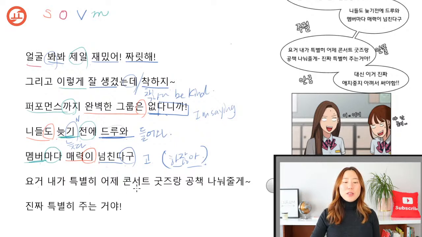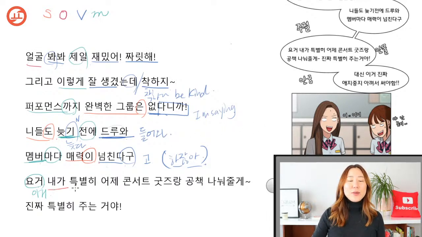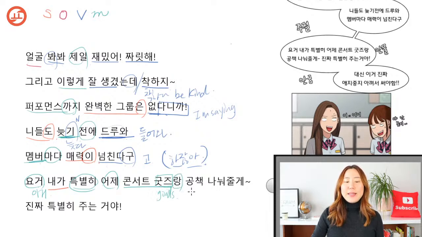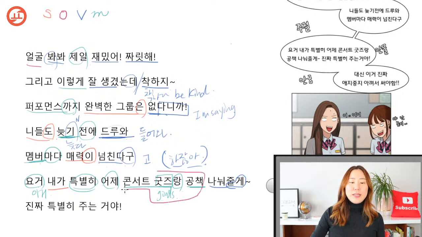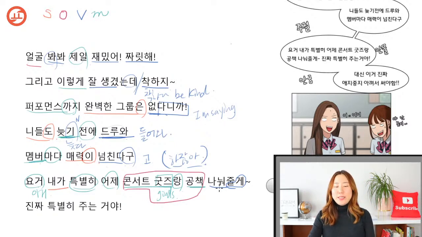요거 내가 특별히 어제 콘서트 굿즈랑 공책 나눠줄게. 요거 is also misspelled. It's actually 이거. This thing. 내가 I, 특별히 especially, 어제 yesterday, 콘서트 굿즈. This is probably English word goods. And 공책 is notebook. 나눠줄게. I will distribute for you, right? I will. So actually this is the object, right? I will distribute these from yesterday, especially.